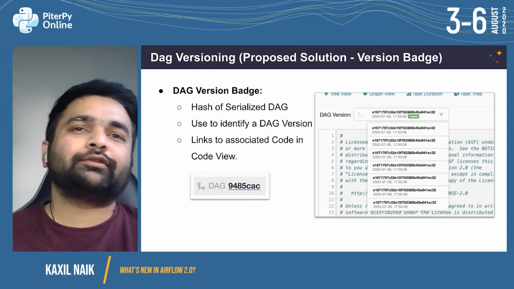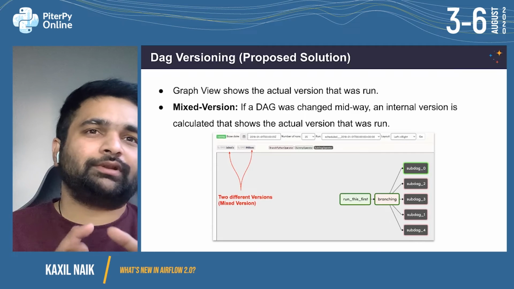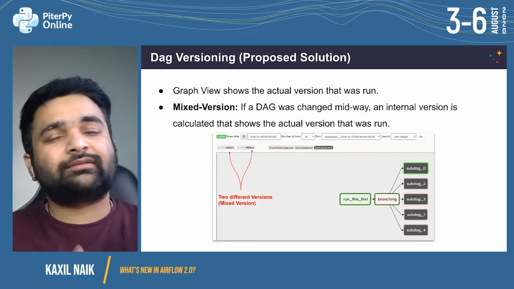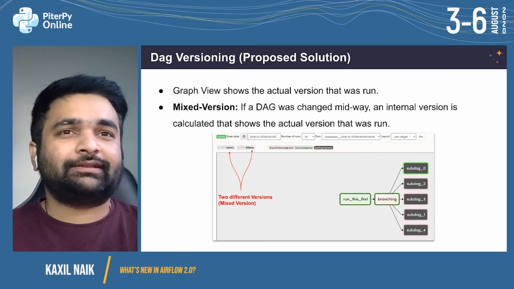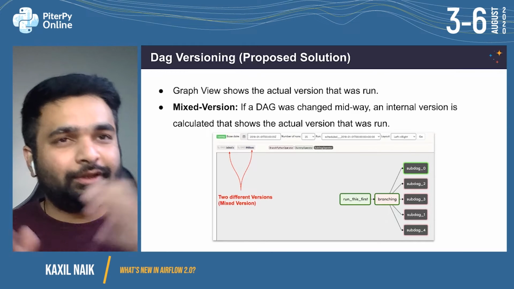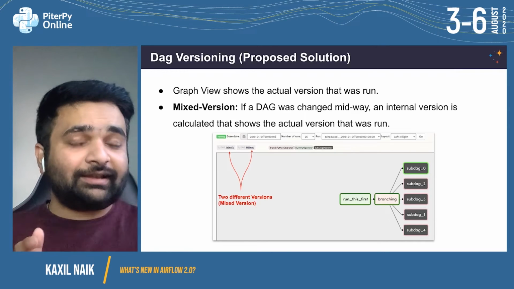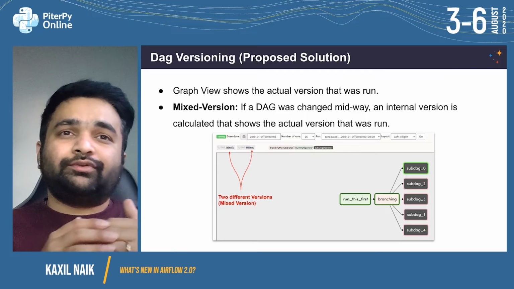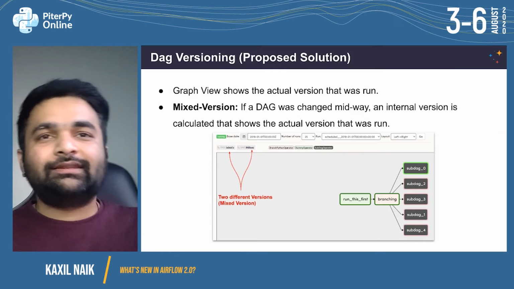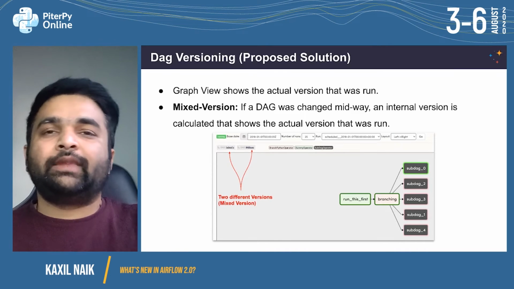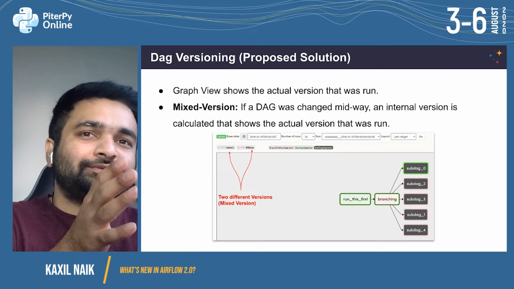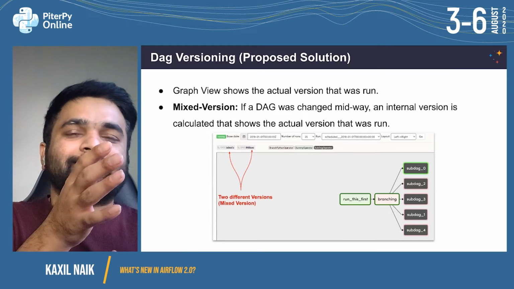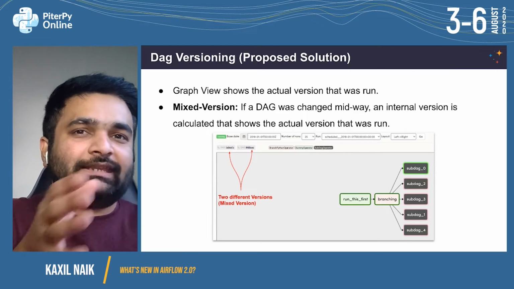We also plan to store a mixed version to show the DAG that was run. To explain it in a better way, consider a DAG with 3 tasks, A, B, and C. Task A was scheduled and run. Task B is currently running. Now you change the DAG and remove task B and C and add a new task D. Now, as soon as task B completes its execution, the scheduler would use the latest version to find the next task, and it would schedule the task D.